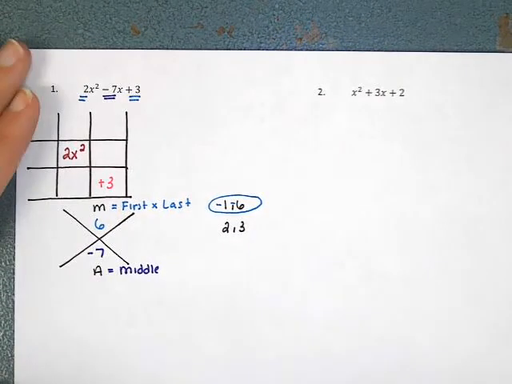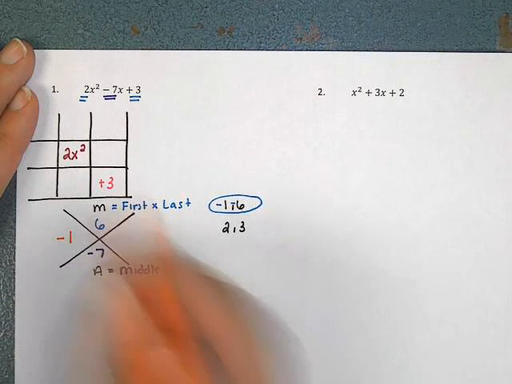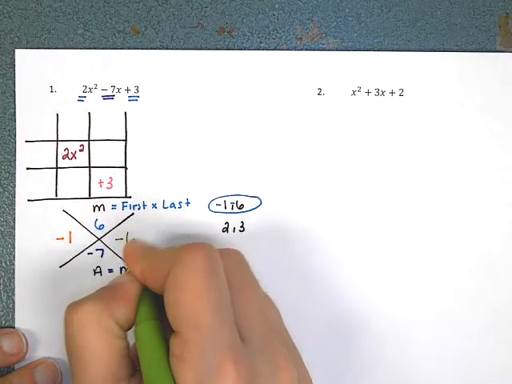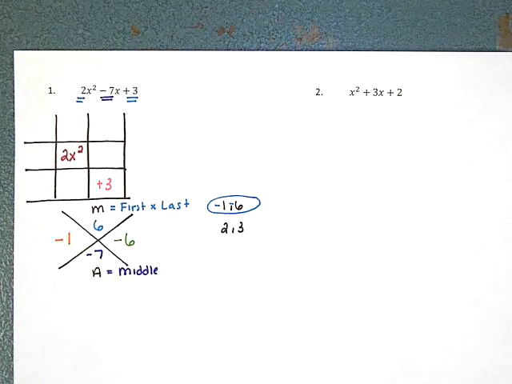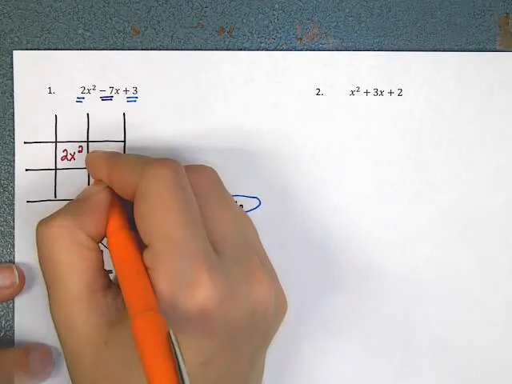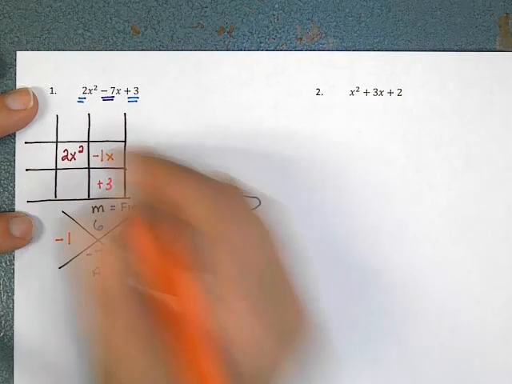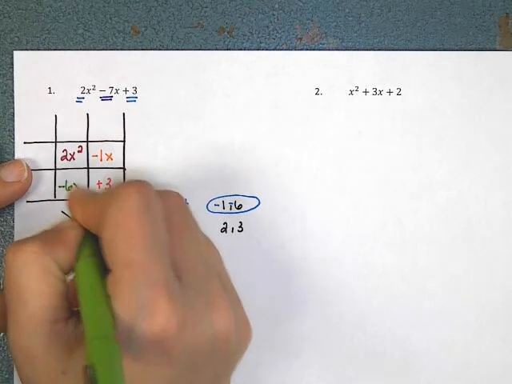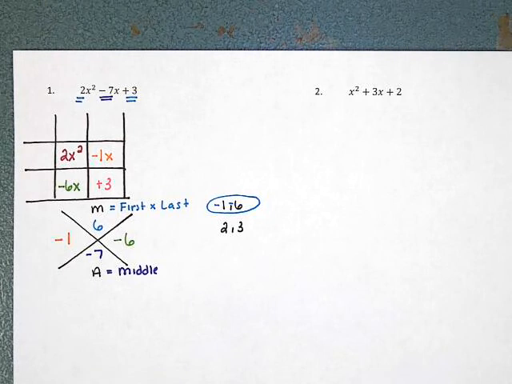Now I'm just going to fill those numbers in that I decided to use into my MA chart, negative 1 and negative 6. Now those numbers are going to become the numbers that I fill in as the coefficients in these boxes, so negative 1x and negative 6x.